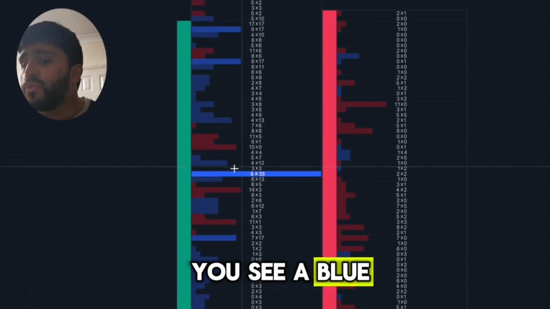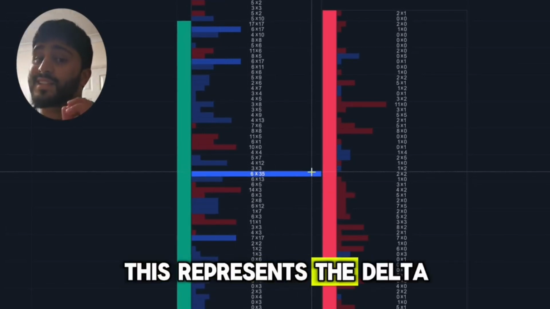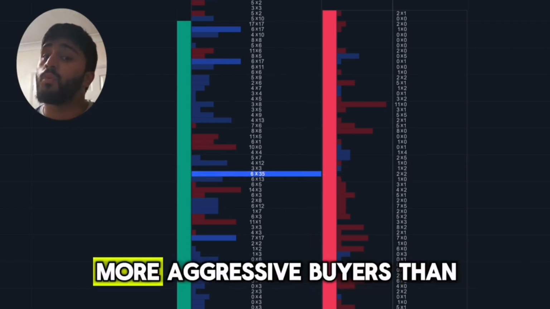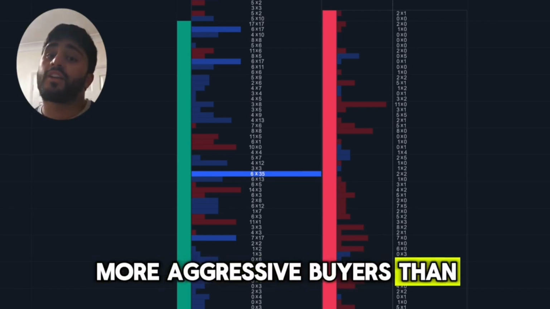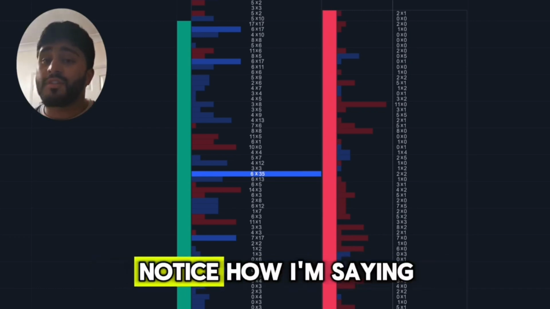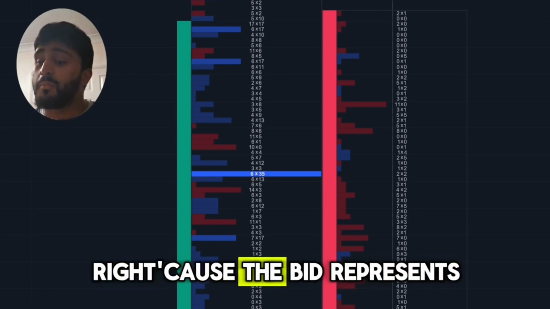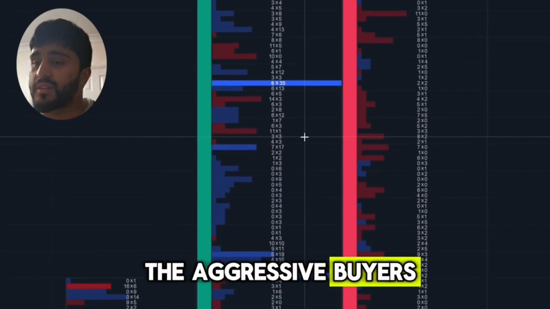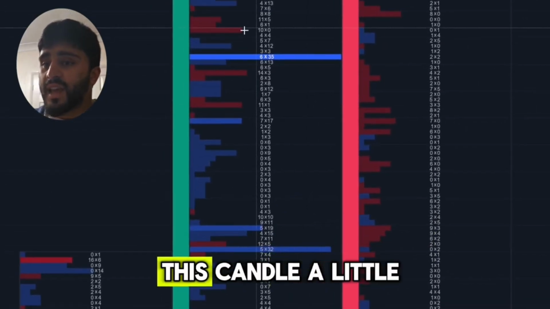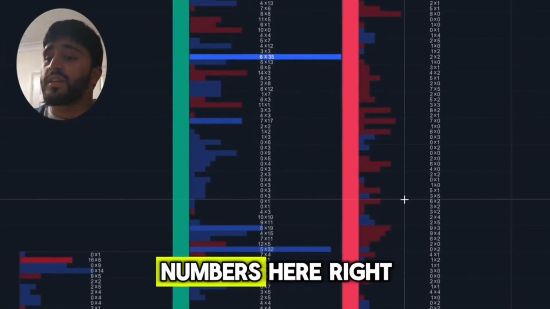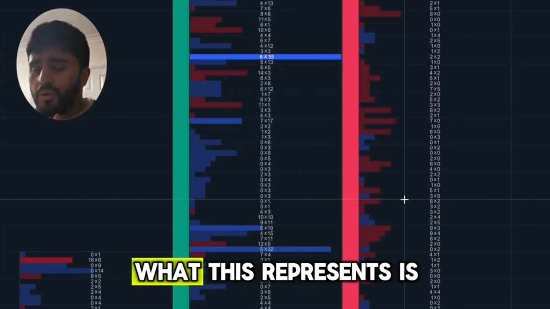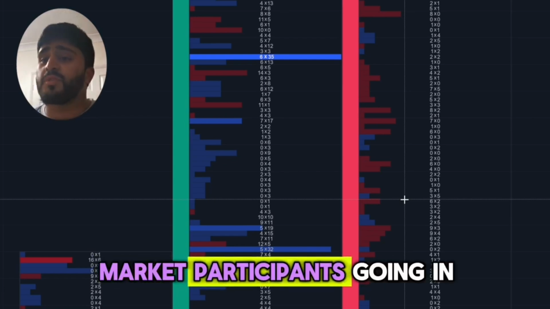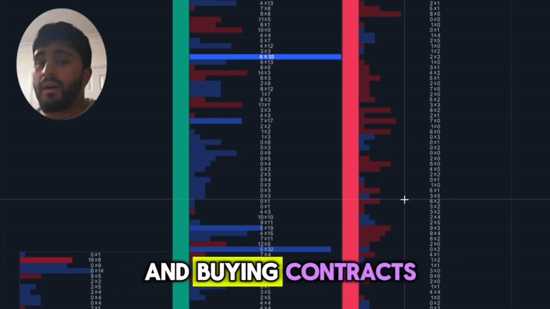So when you see a blue over here, this represents the delta. A blue delta or a positive delta means that there's more aggressive buyers than aggressive sellers, right? Notice how I'm saying the word aggressive twice, right? Because the bid represents the aggressive sellers and the ask represents the aggressive buyers. If we dive into this candle a little bit more, let's look at these numbers here, right? 6 for 35.